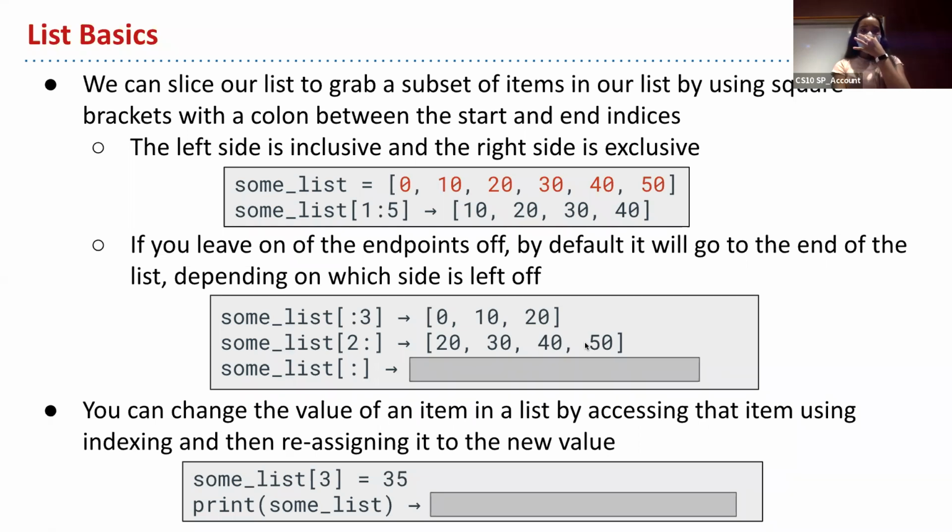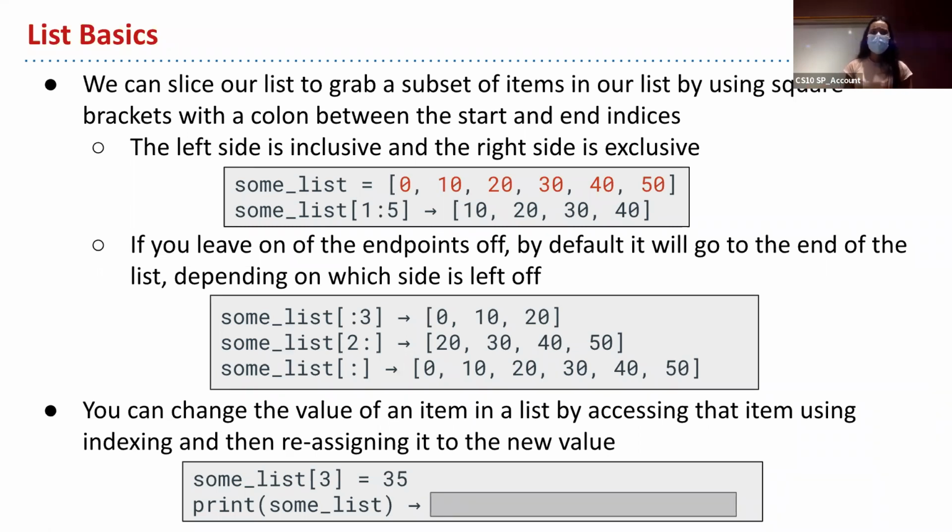Okay. And then lastly, if we just leave off both, does anyone have ideas of what that would do based on what I've just said? Yes, exactly. It's just going to reprint the whole thing because, like I said, if you leave off the left-hand side, it's going to start from the beginning. If you leave off the right-hand side, it's going to go all the way to the end. So if you leave off both of them, it's just going to give you the whole list back. Does that make sense? Okay, slicing is really important, so you'll probably see it a lot in your labs and stuff.